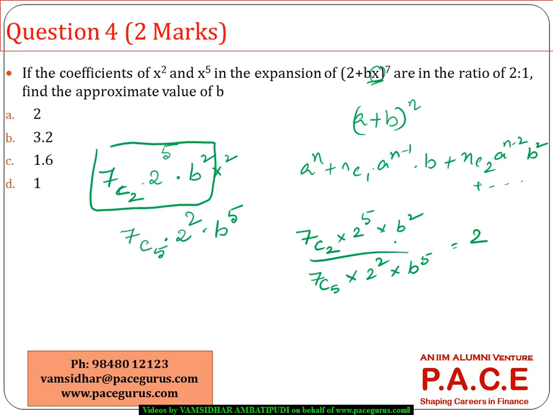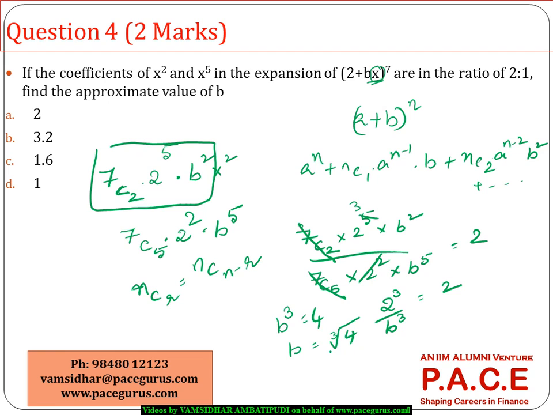Some quick calculations: we know that 7C2 equals 7C5, because nCr is always equal to nC(n minus r). So 7C2 is equal to 7C5, so I am striking that off. This is left with 2 cube. 2 cube by b cube is equal to 2. So b cube equals 8 by 2, which is 4, and b is equal to the cube root of 4. This is the answer for me as the approximate value of b.